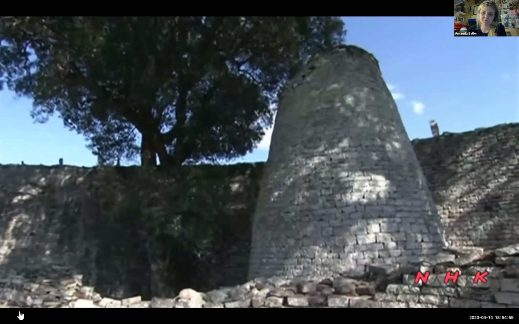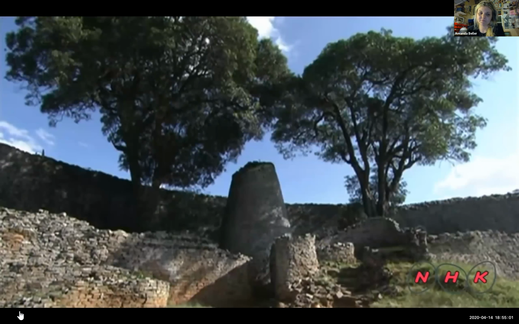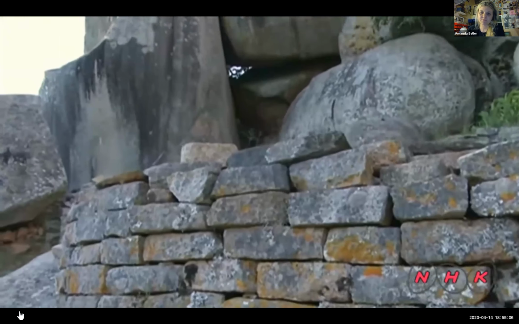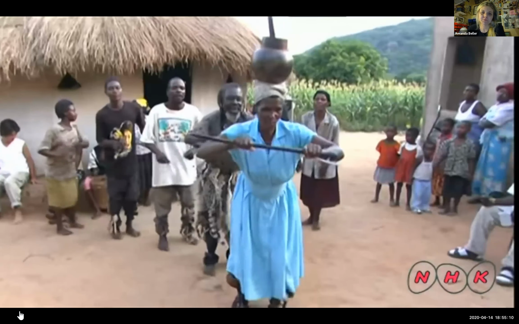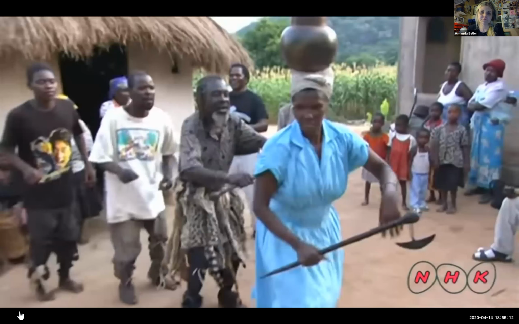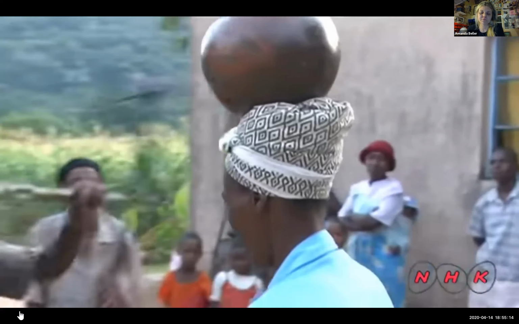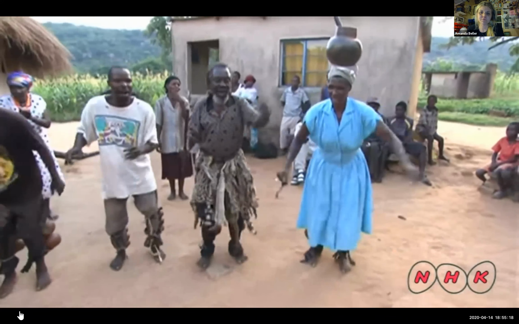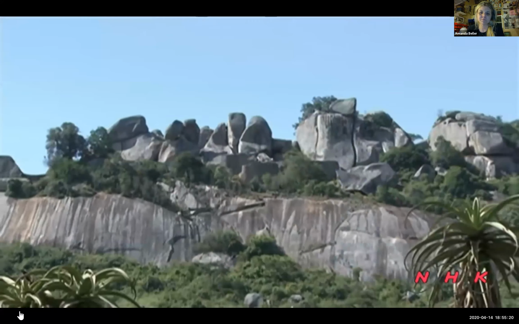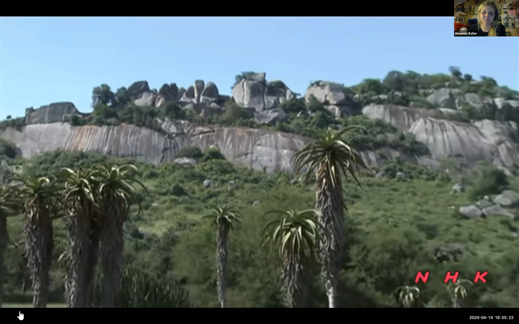A conical tower stands inside. It's shaped like a granary and believed to have represented the power of the king. The descendants of the Shonas, the original people who founded the kingdom, still live in this area. The once flourishing kingdom suddenly disappeared during the 15th century. However, the Shona people who founded the kingdom continue to recount their glorious days in song.